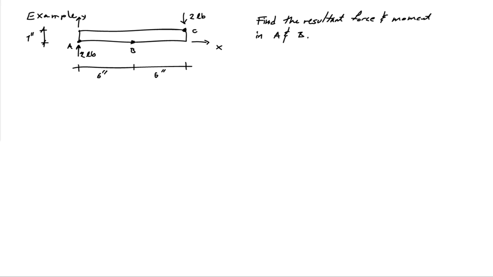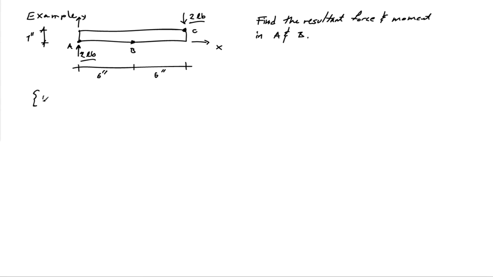As an example, consider a bar 12 inches by 1 inch that's subjected to two forces. So we have a 2-pound force acting in C and a 2-pound force acting in A. The force in A is going up and the force in C is going down. And let's find the resultant force and moment, first in A and then in B.